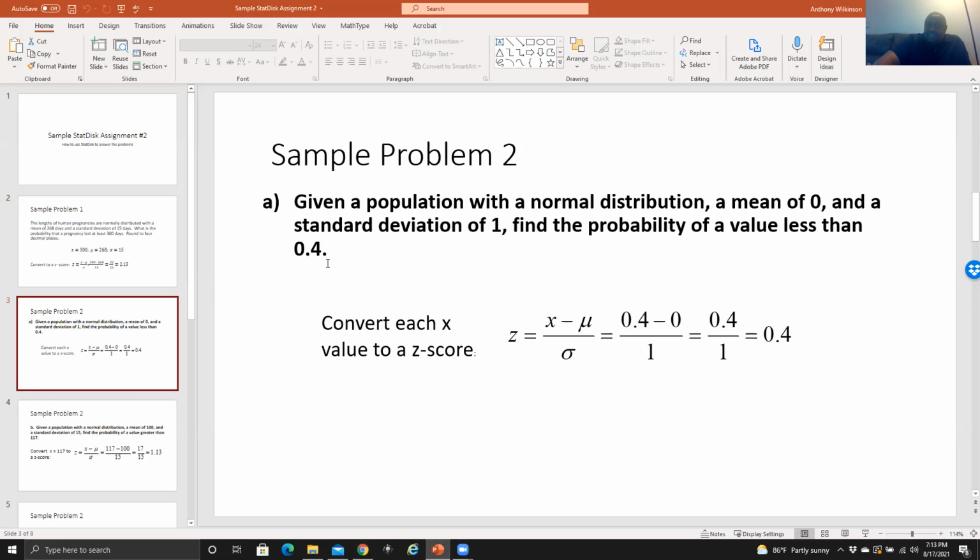All right, so our X is going to be that 0.4, so we need to convert that to a Z-score using this formula right here. Z is equal to X minus mu, all divided by sigma. In this case, your X is 0.4, minus mu, which is the mean of 0, all divided by the standard deviation, sigma, of 1. So 0.4 minus 0 will be 0.4. 0.4 divided by 1 will be 0.4. So that's going to be your Z-score. That's the number we'll enter in StatDisk under the box that says Z-score.